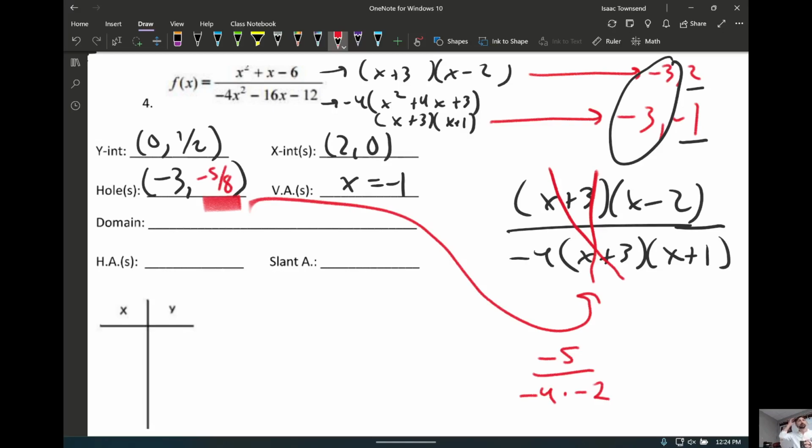And while that might seem like, how does that help us with the graph? It actually will. Even though it's not going to hit that spot, we do have to graph it, and it does help us figure out what the graph looks like.